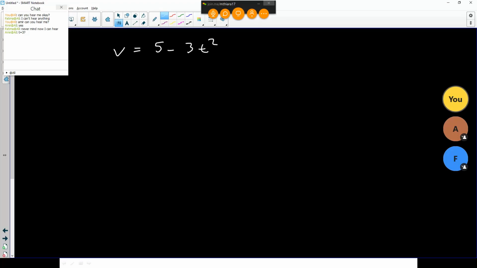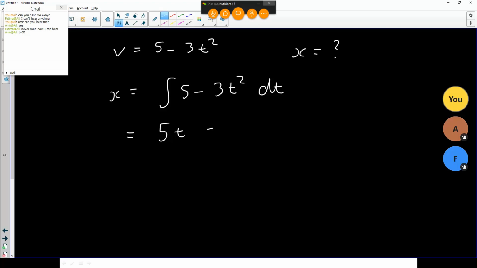Over here let's integrate, because we need to work out x. To work out x, the displacement, I'm going to have to integrate v. So x is equal to the integral of this dt. And when I integrate that, I'm going to get 5t minus 3t cubed over 3 plus c. And if I simplify this, I get 5t minus t cubed plus c.